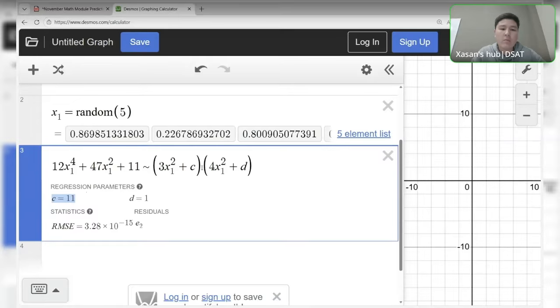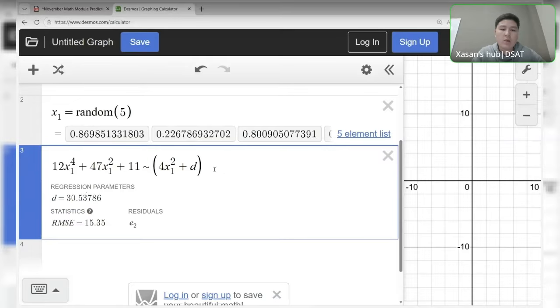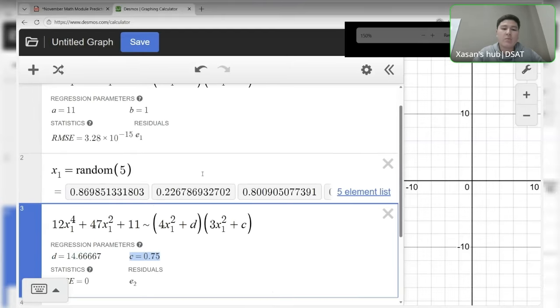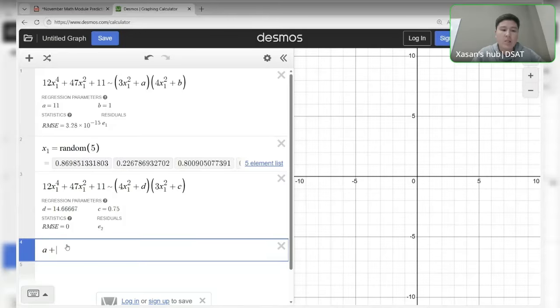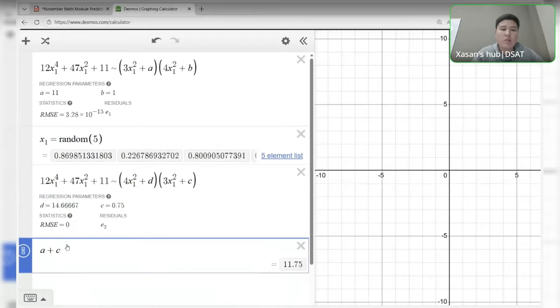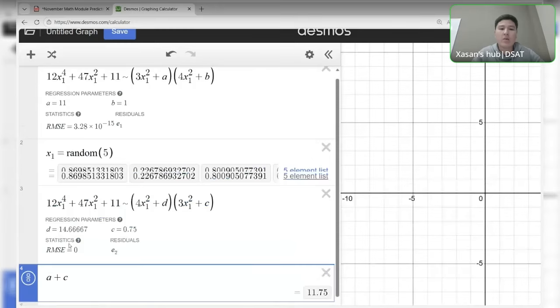So what I do, I will replace the brackets. I will take this one here and then this one. So guys, look, it is giving us non-integer values. The first gave me both integers, but now it is non-integers. And the question is asking to find A plus C, and now it is 11.75. That's all. This is our final answer here.